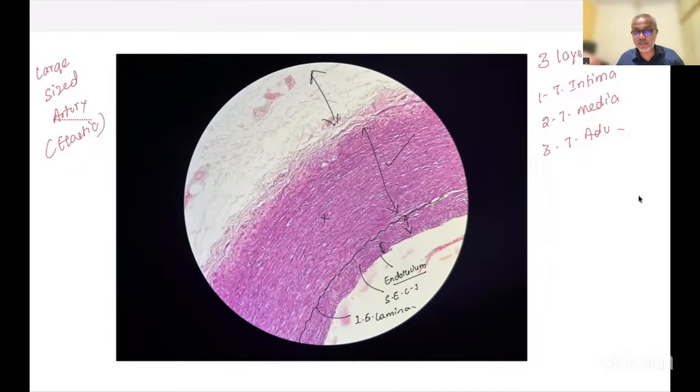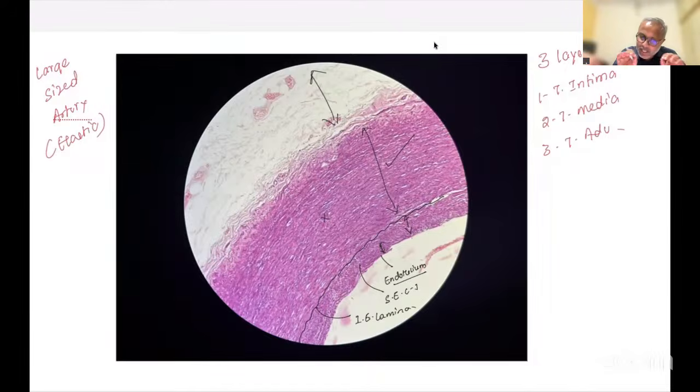Now the examiner will ask you, explain the histology of large sized artery. Now how do we do it? Remember, just a minute. How do we do it? Large sized artery will contain tunica intima as the innermost layer, which is made up of three sublayers: the endothelium, subendothelial connective tissue, and internal elastic lamina.